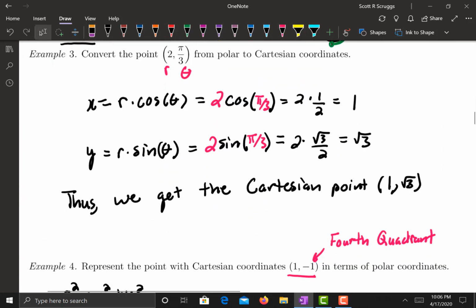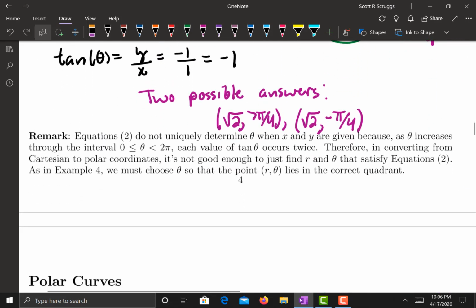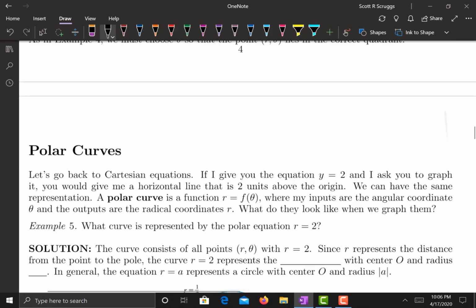So keep that in mind, as made in that remark: polar to Cartesian will be unique, but Cartesian to polar in terms of the angular coordinate will not be unique. So that's it for converting from polar to Cartesian and vice versa.